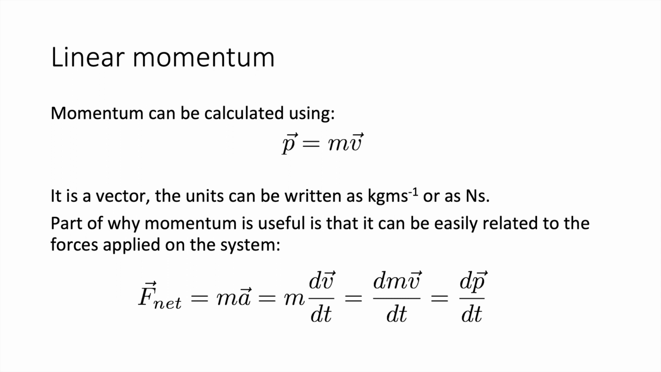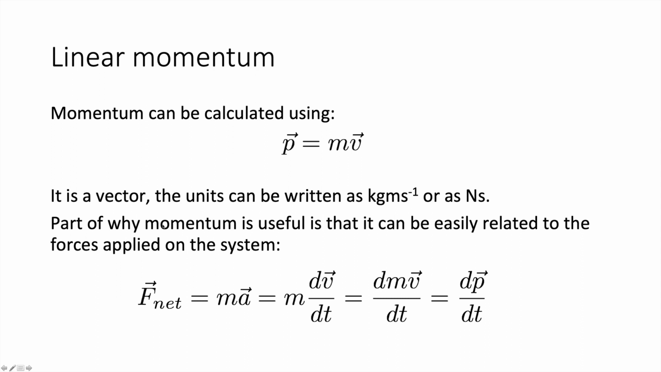Okay, so in this section we're going to start looking at linear momentum. So momentum can be calculated using the formula P is equal to m times v, where v is the velocity of the object and m is the mass. So it's a vector, so you can see it's got the little vector arrow over the top, and the units can be written as kilogram meters per second or as Newton seconds. It's faster to write Newton seconds, so maybe write it that way.